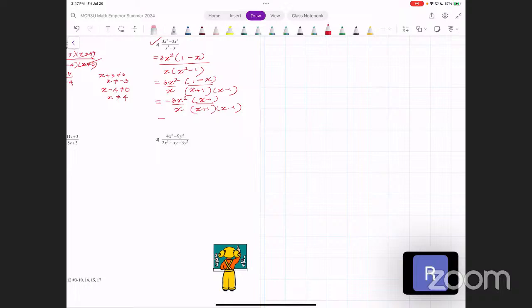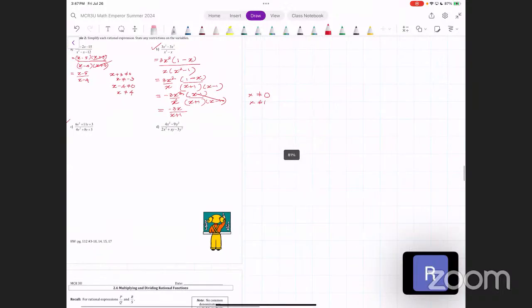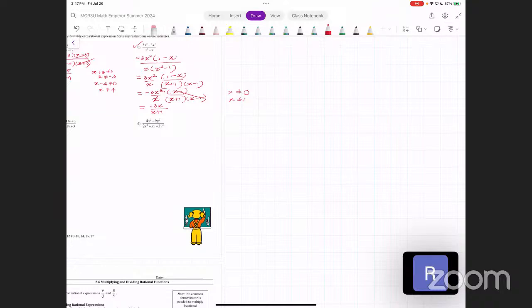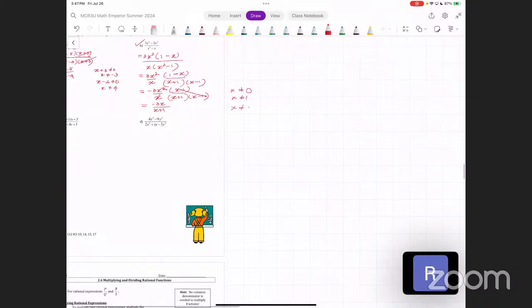All right. Now I'm going to simplify, guys. I can simplify by x, so x cannot be 0. I can simplify by x minus 1, so x cannot be 1. So what's the final answer? Minus 3x over x plus 1. Right? There's one more thing. x cannot be negative 1, because on the denominator I got x plus 1, isn't it? That denominator cannot be 0 either. Right?